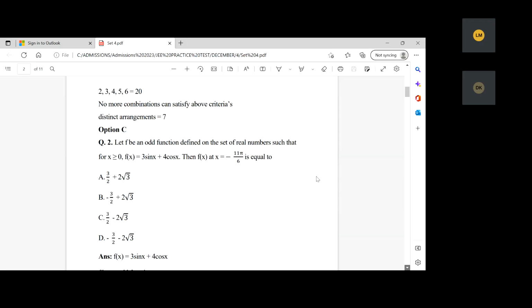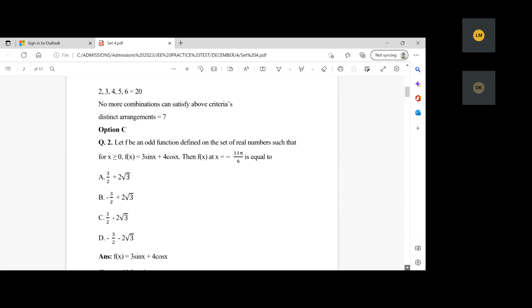I have different options. See the options. 3 by 2 and 2 root 3, the combinations of it. Plus 3 by 2 plus 2 root 3. Minus 3 by 2 plus 2 root 3. 3 by 2 minus 2 root 3. Minus 3 by 2 minus 2 root 3. So you need to be really careful about the signs when you are solving this question.